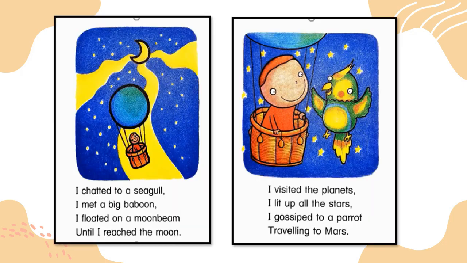Very good. I chatted to a seagull. I met a big baboon. I floated on a moonbeam until I reached the moon. So, the simple past tense is chatted, met, floated, and also reached. I visited the planets. I lit up all the stars. I gossiped to a parrot traveling to Mars. So, the simple past tense is visited, lit, gossiped.